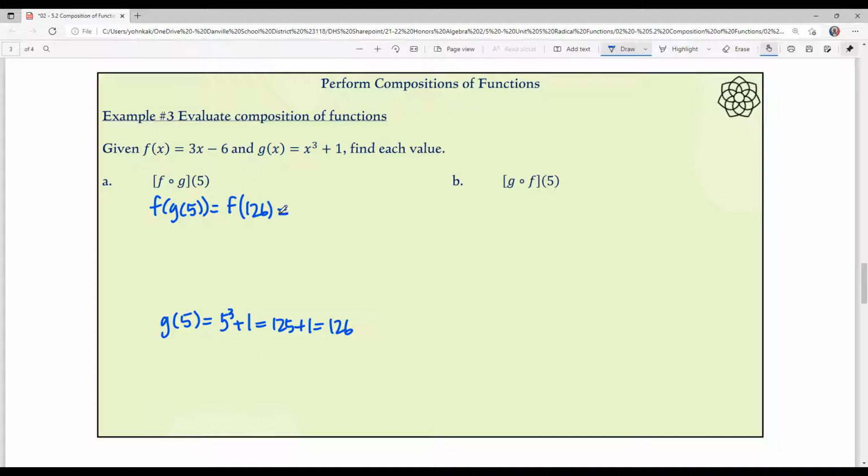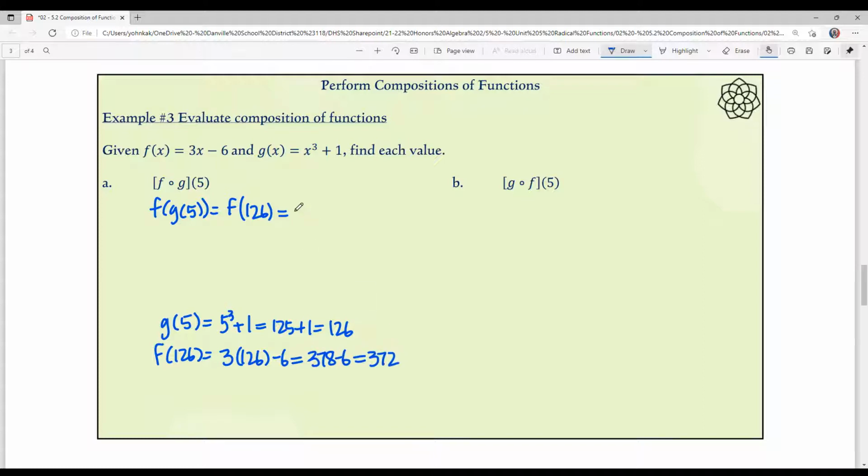Now I need to figure out what f of 126 is. So I go to my f function and I replace my x with 126. So 3 times 126 minus 6, that's 378 minus 6, that's 372. So f of 126 is 372.